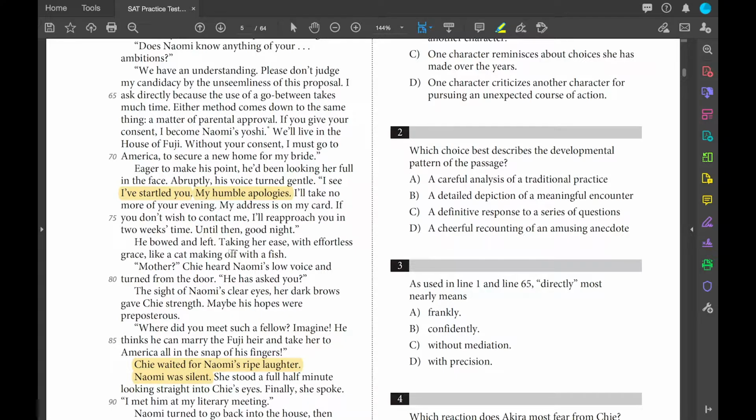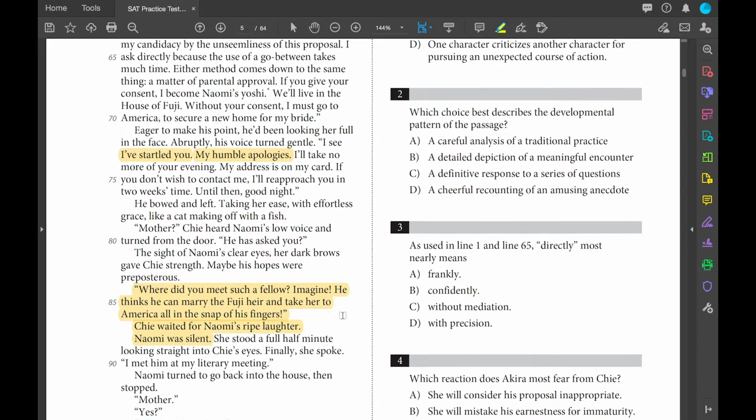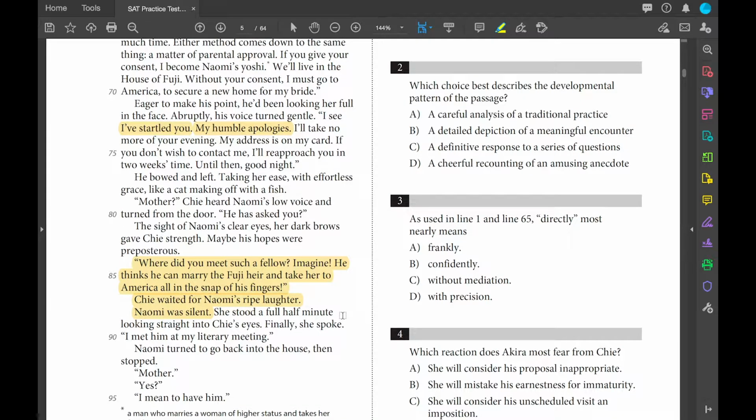And then even this too, like, where did you meet such a fellow? Chie is saying to her daughter Naomi. Imagine, he thinks he can marry the Fuji heir and take her to America, all in the snap of his fingers. So that goes against what Akira is doing. Akira is saying, hey, can I have your daughter's hand in marriage? And Chie is kind of making fun of him.